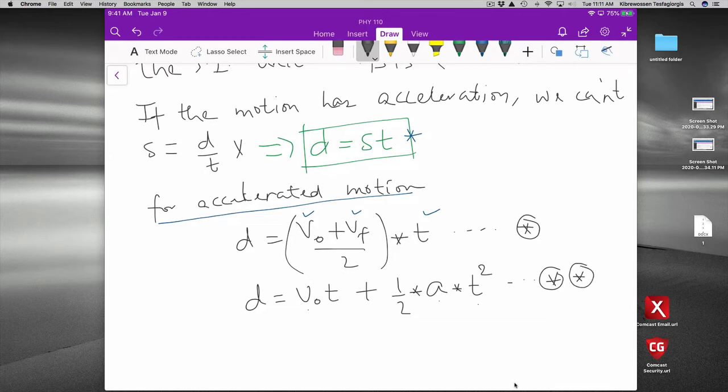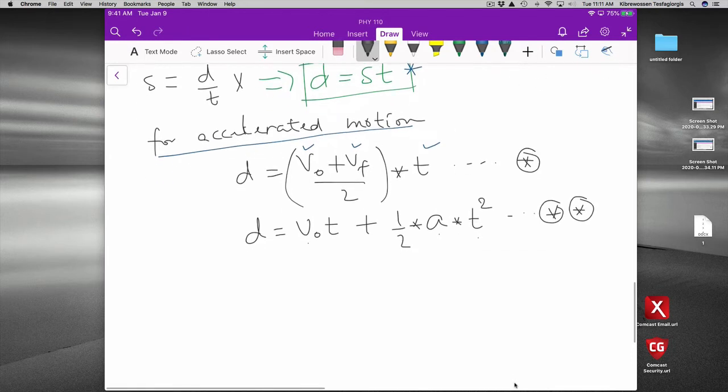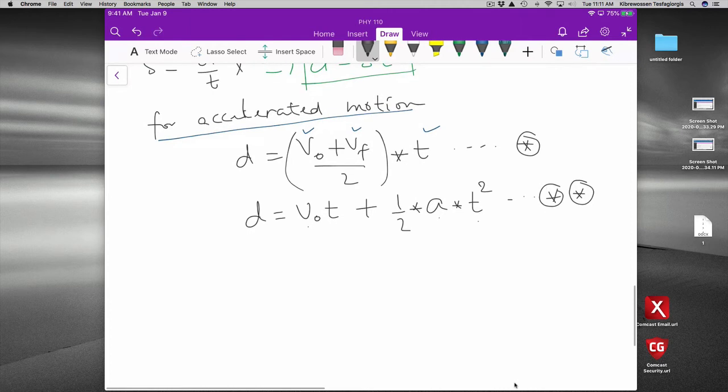And there's also another equation that you may be interested in. We already said there are two velocities, a final velocity and an initial velocity. If you have an accelerated motion, then the final velocity is the initial velocity plus acceleration times time.